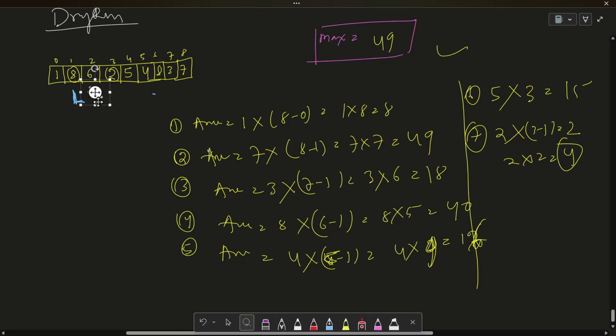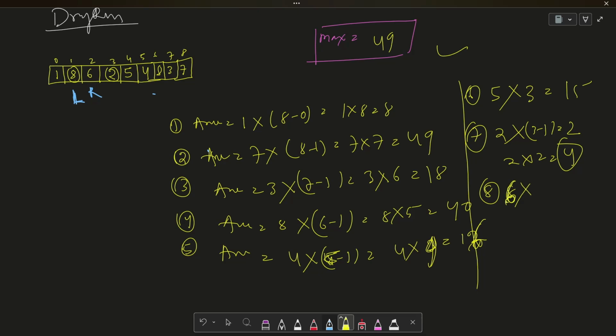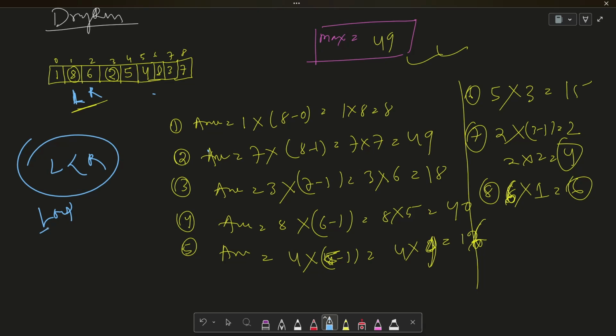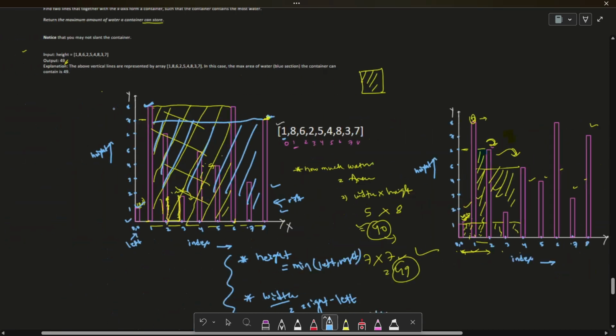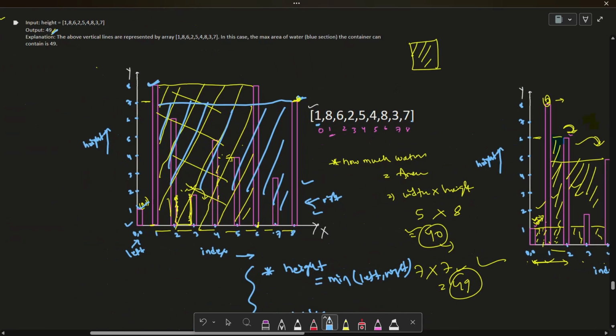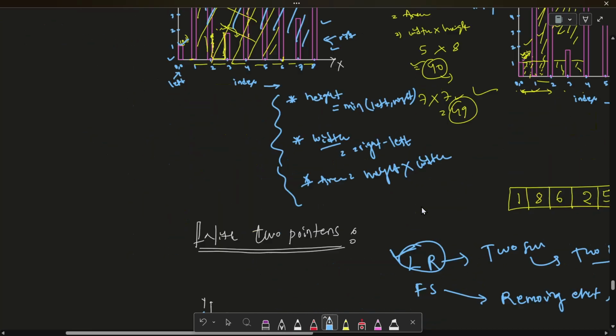Now the area will become 6 into 1, because 6 is the minimum. The width is 1. 6 into 1, 6. The maximum will still be there. And whenever they cross each other, that means left is no longer less than right. This is going to be our loop condition. Until left is less than right, we have to do this. And finally, we got our answer. That is 49. In this example, the answer is going to be 49. This is our desired answer.